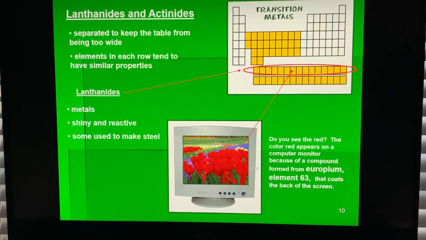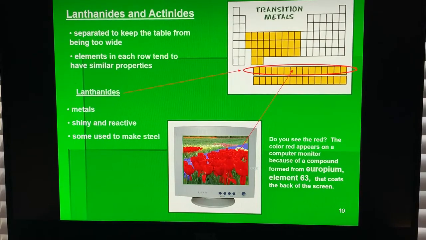Part of the transition metals are the lanthanides and the actinides. Now, they are separated from the table simply to keep the table from being too wide. It wouldn't fit on a sheet of paper or neatly on a normal size poster like the one you see on the wall in the classroom. And elements in each row tend to have similar properties. The first one is the lanthanides. They're all metals, hence the term transition metals. They're all shiny, they're all reactive. Some of them are used to make steel, but all of them have uses in all different kinds of technologies.